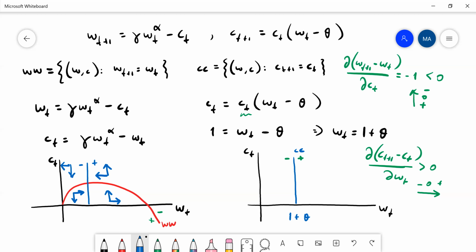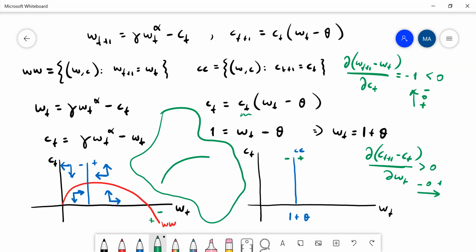Now, as you see, it's a spiral, right? Let me use this area for a zoomed version. So you have this, and let's say this, okay? You have this movement here, you have this movement here. Then you have this movement here, and you have this movement here. Okay? As you see, it's a spiral.